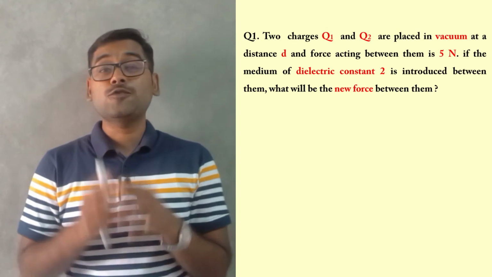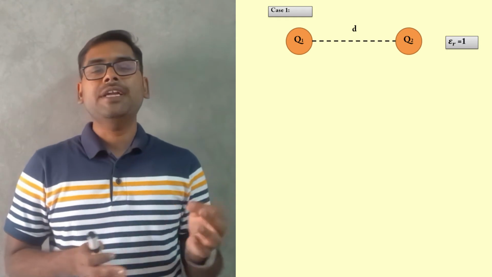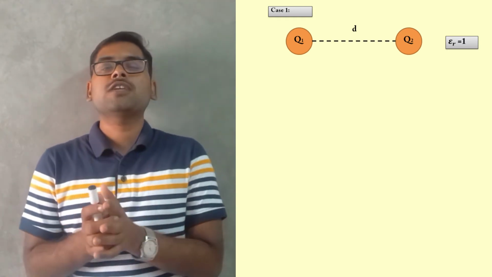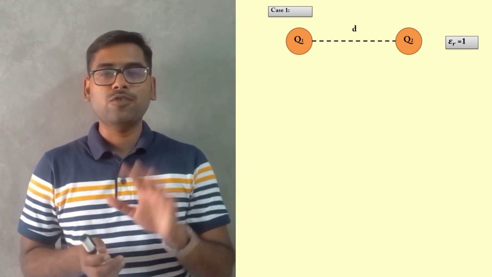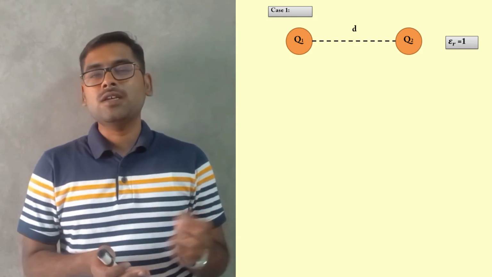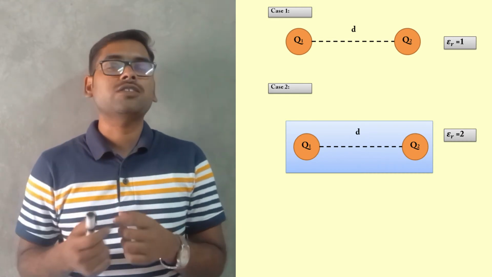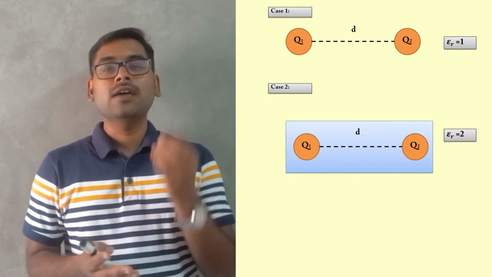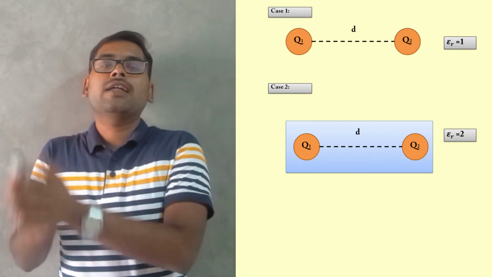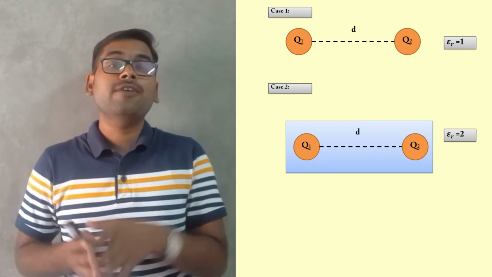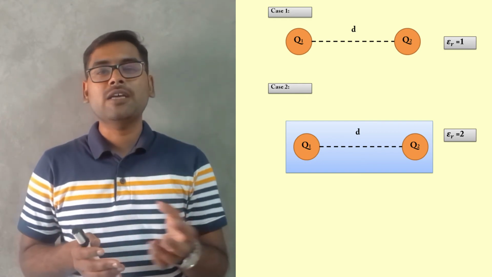Here in this question, they have given us two charges q1 and q2 separated by some distance d placed in vacuum. The medium is vacuum. They have also given us the force experienced by these charges, that is, the force experienced by q1 and q2 is equal to 5 Newton. After this, they have placed these charges in another medium whose dielectric constant is 2. What is dielectric constant? It is the relative permittivity of that medium. So they have changed the medium from vacuum to another medium, where the relative permittivity is 2. Now in that medium, we need to calculate the force experienced by these charges.